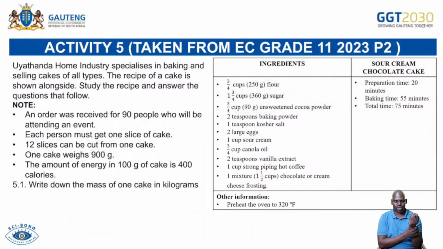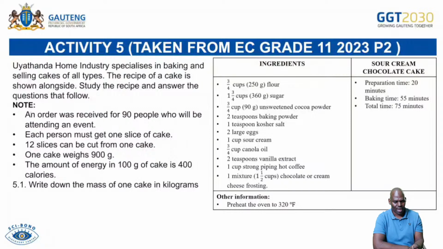Okay, then the next question is activity 5. Uyatanda Home Industry specializes in baking and selling cakes of all types. The recipe of a cake is shown alongside. Study the recipe and answer the questions that follow. After studying, you also have to take note of this.